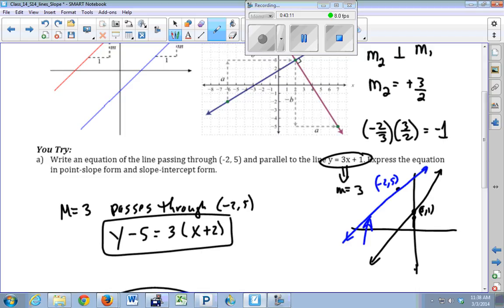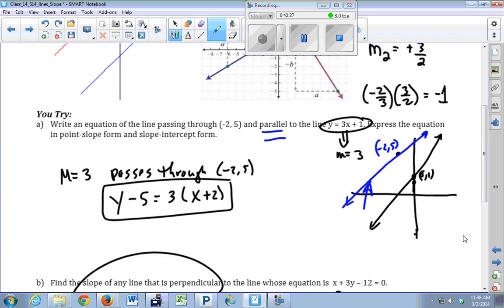So I'm trying to find the equation of that blue line. That's all it's asking me. Well, I can't find the equation of a line unless I know the slope and a point. Well, I have the point, and the slope I get from the fact that I know it's parallel to this black line. So the slope of this blue line is also 3. So I just go back and I say my slope is 3. I go through this point. Boom, I put it into my point slope.